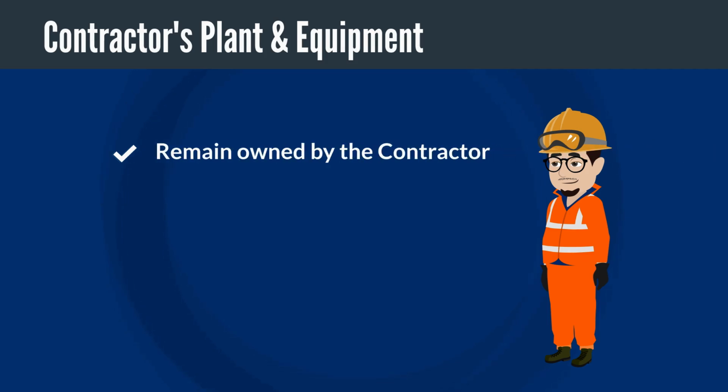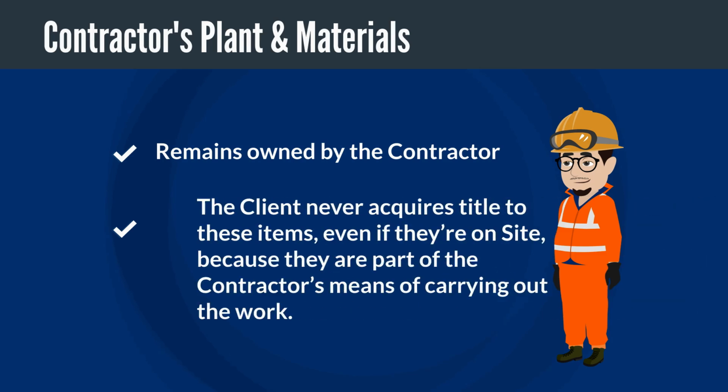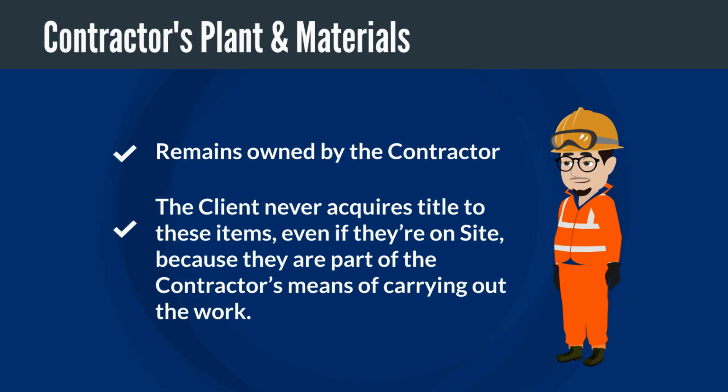Contractors' plant and equipment, for example cranes, tools or formwork. These remain owned by the contractor. The client never acquires title to these items, even if they are on site, because they are part of the contractor's means of carrying out the work.